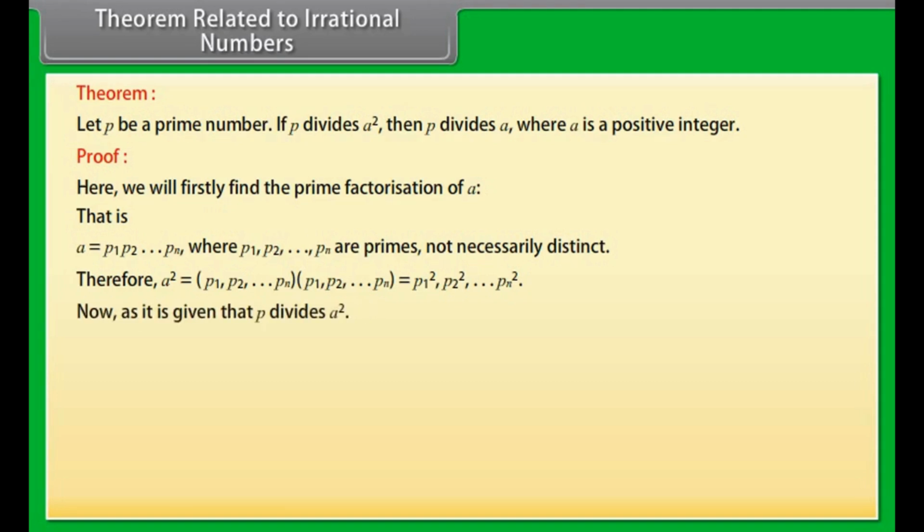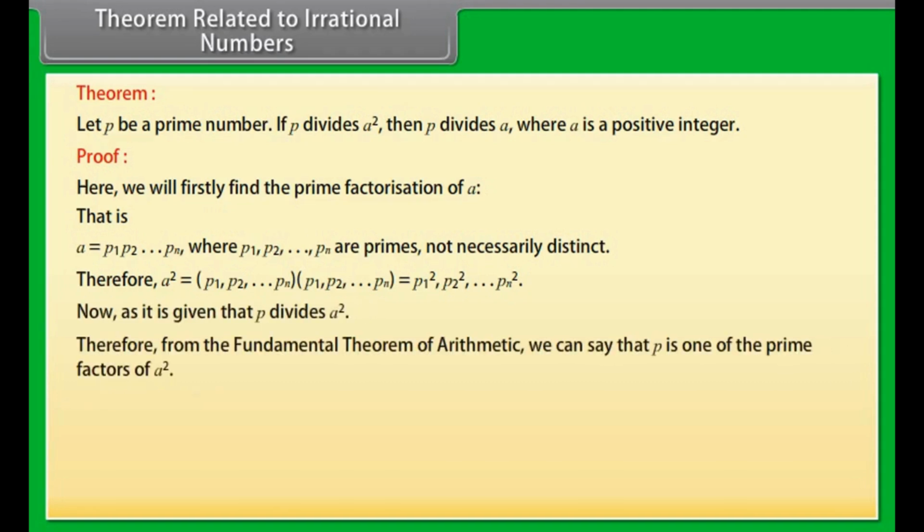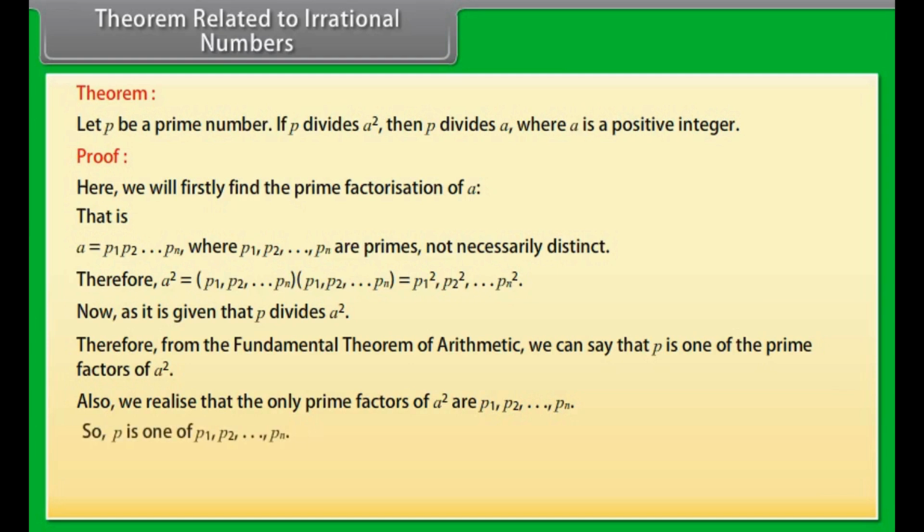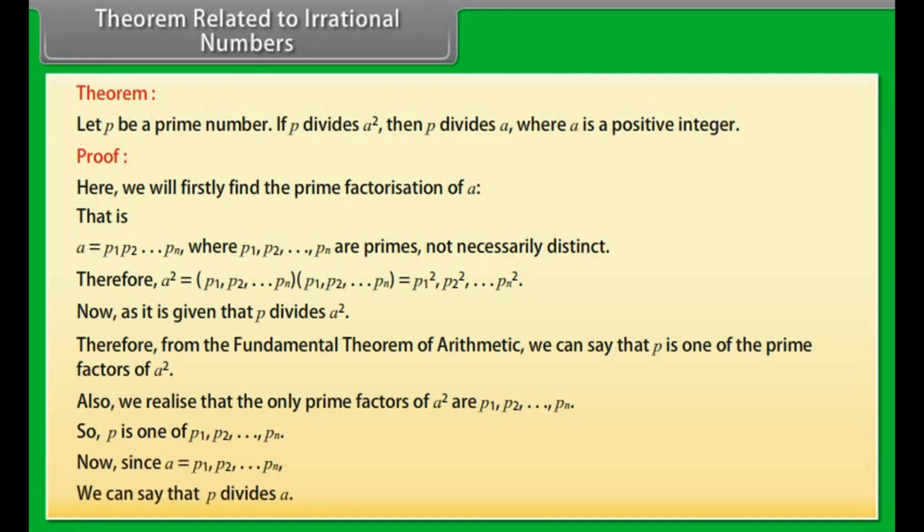Now, as it is given that p divides a square, from the fundamental theorem of arithmetic, we can say that p is one of the prime factors of a square. Also, we realize that the only prime factors of a square are p1, p2, and so on till pn. So, p is one of the p1, p2, and so on till pn. Now, since a is equal to p1, p2, and so on till pn, we can say that p divides a.